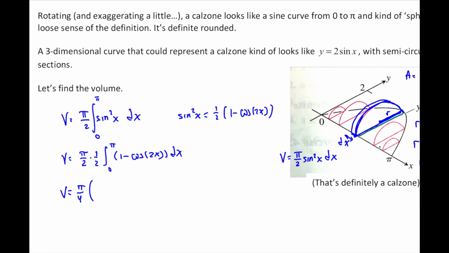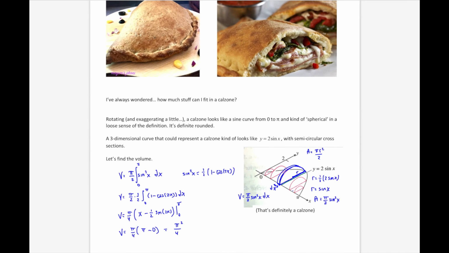Taking the antiderivative of this, we have x minus 1/2 sine of 2x. I'll leave that to you to verify. I'll evaluate it from 0 to pi. Just making our substitutions using our integral evaluation theorem, we're going to get volume is pi over 4 multiplied by, well, that's going to be pi. When you substitute in pi, subtract 0, we've got pi squared over 4 cubic units of goodness inside our calzone.